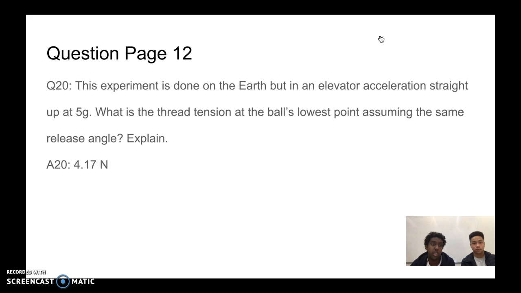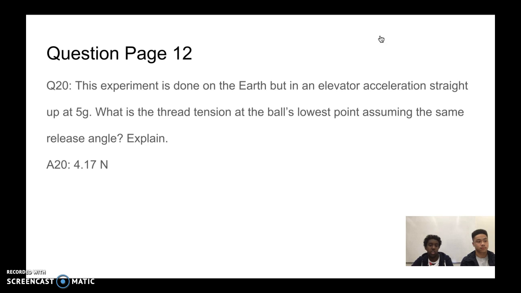For question 20, we said this experiment is done on the Earth, but in an elevator accelerating straight up at 5 Gs. What is the thread tension on this ball at the lowest point, assuming the release angle is the same? We calculated this to be 4.17 by taking the 9.8 in the equation and multiplying it by 5. And basically doing the same thing we did in the previous question, where we found the release tension, the string tension with the normal gravity.